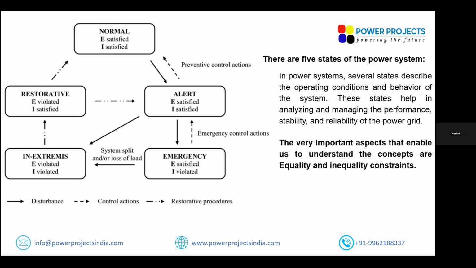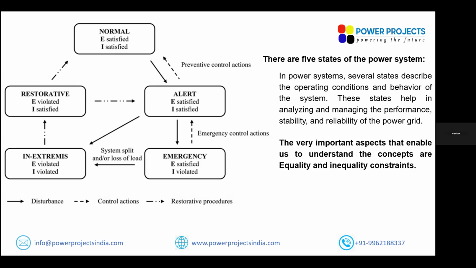So now when my system is under normal, what should I do? In the normal state, my equality constraints and the inequality constraints both should be satisfied. And if any of these is violated, then it is in danger. And you can see in alert also it is the same. Then what is the difference between alert and normal?